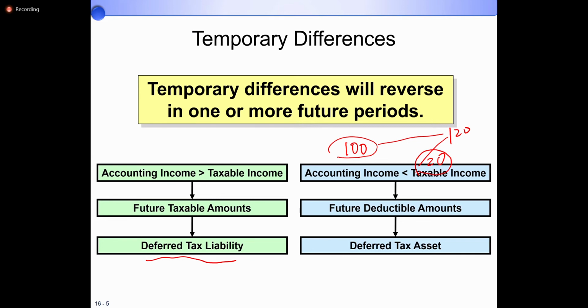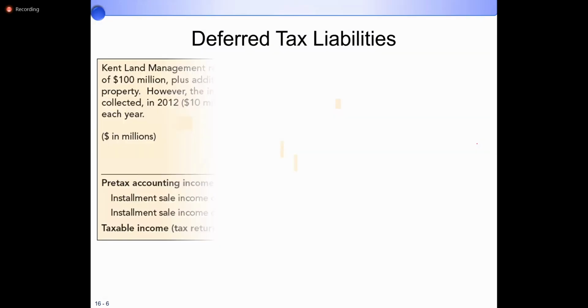Basically in the future we're going to pay less tax, so we have a tax benefit. That's the future benefit, which we call deferred tax assets. Similarly, with a 20% tax rate, 20 times 20% is 4. So the 4 will be our deferred tax assets. Those are the two situations we learned.